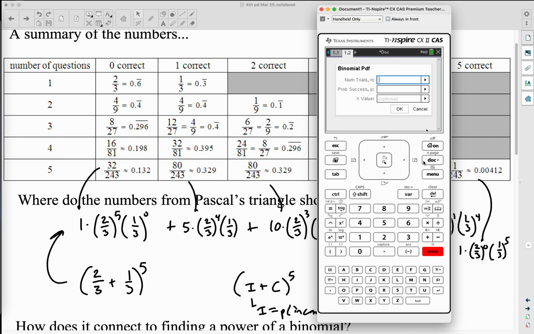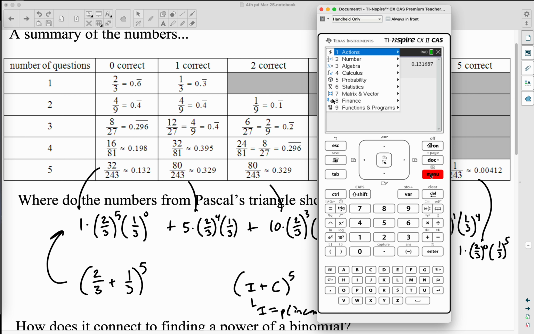Binomial PDF asks you how many trials. That's one of the things you have to know to use binomial. There are 5 trials. The probability of success: if you guess at random out of 3 choices, always, sometimes, never, the chance of being correct is 1 in 3. It says x value is optional. I'll show you what happens without that in a minute, but what I want to know is the chance of 0 being correct. So 0 correct. And then I say okay, and it says 0.131687, that number right there.